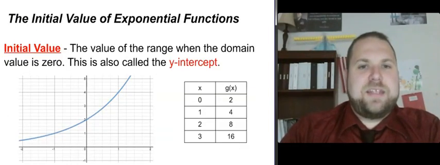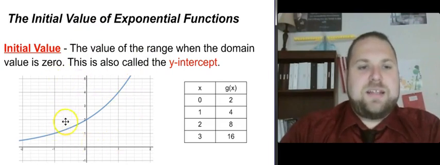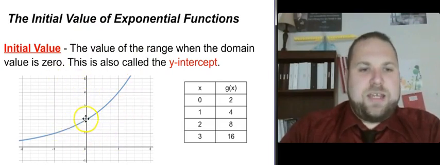Next, let's talk about the initial value a little bit more. The initial value is simply the value of the range, so the y value, when the x value, the domain value, is 0. This is the exact same thing as a y-intercept. There's no difference between the two. So I can immediately look at this one and I can see my y-intercept is 2. So my initial value for this function would just be 2.